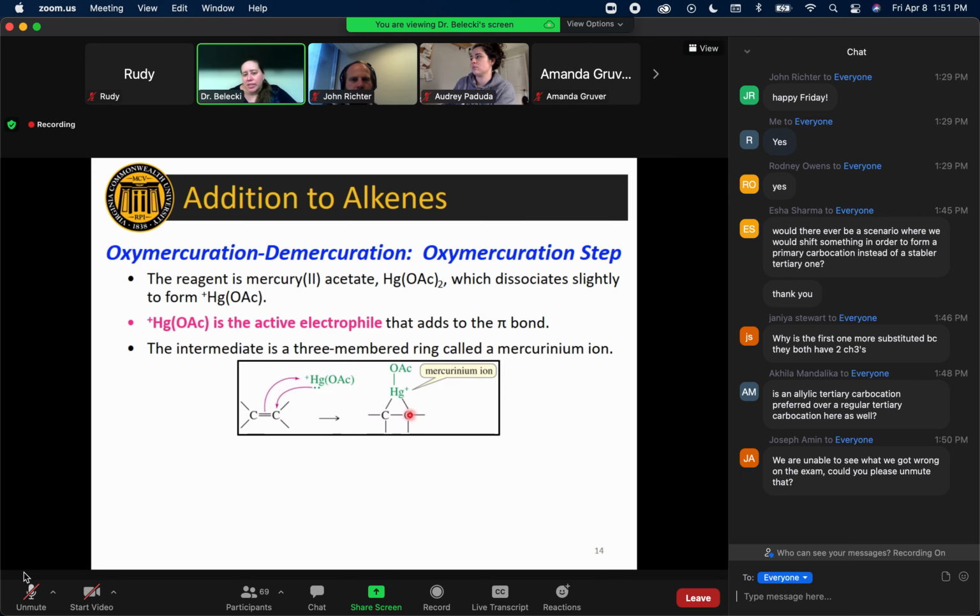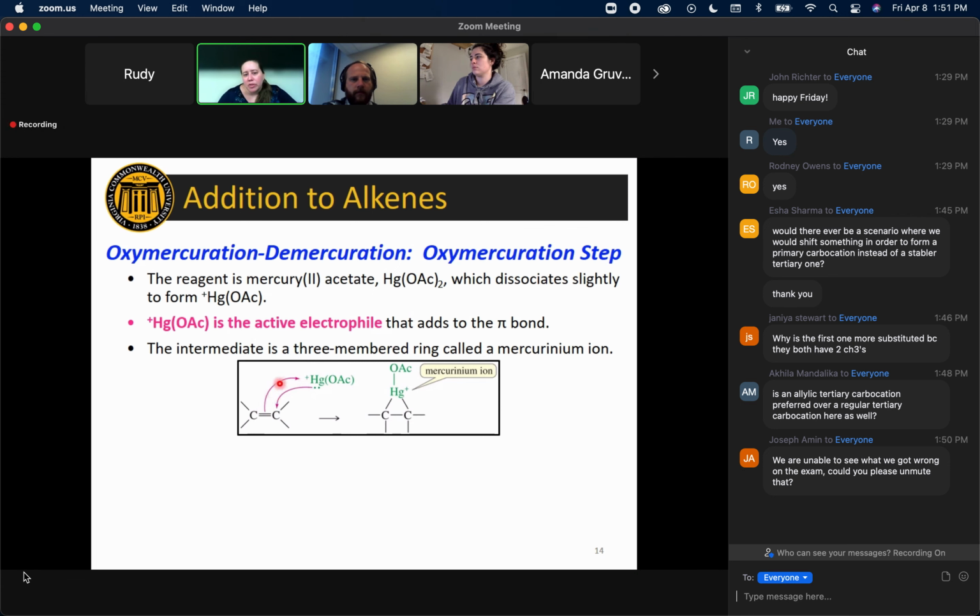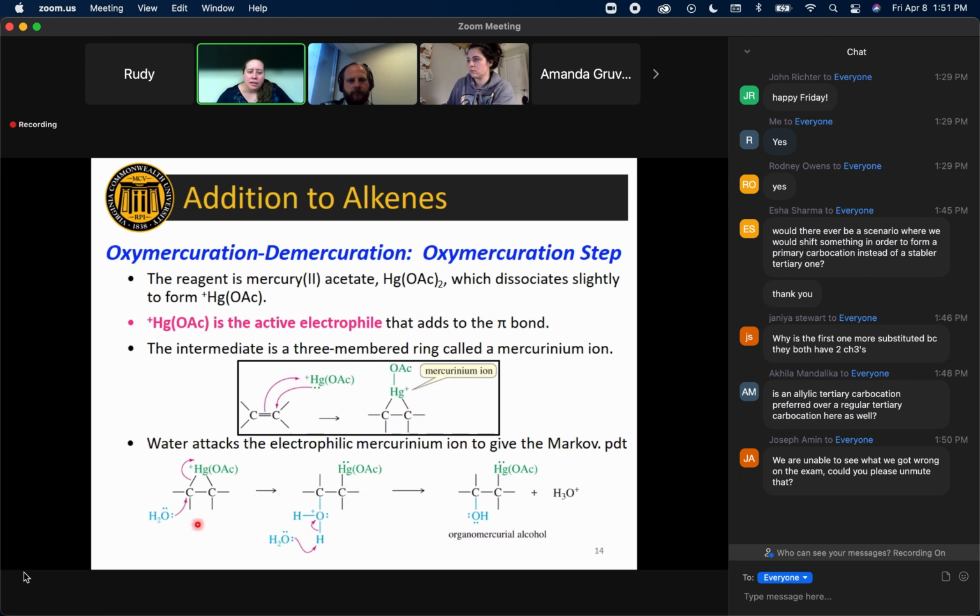We have two new sigma bonds. The electrons for one of those bonds came from the pi bond, and the electrons for the other came from the mercury reagent. And so we have this three-membered ring intermediate called a mercurinium ion. And that mercurinium ion can then be attacked by a water molecule in an actual SN2 fashion.